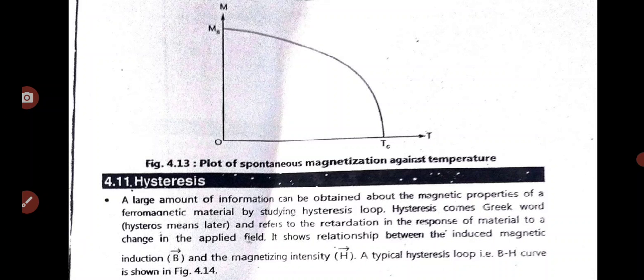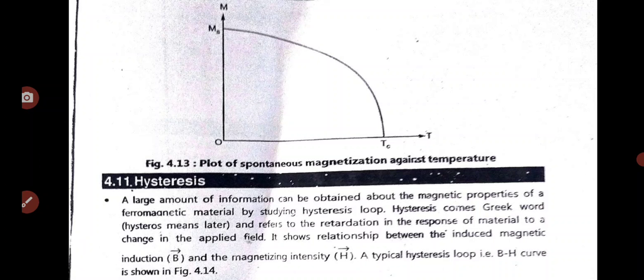Okay, so whatever property of the material is considered as the magnetic property is studied with the help of the hysteresis loop. Hysteresis comes from a Greek word that means 'lag', and refers to the retardation in the response of the material to a change of the applied field. So the idea in the hysteresis loop is what change happens in the properties of the material after the external magnetic field is applied.